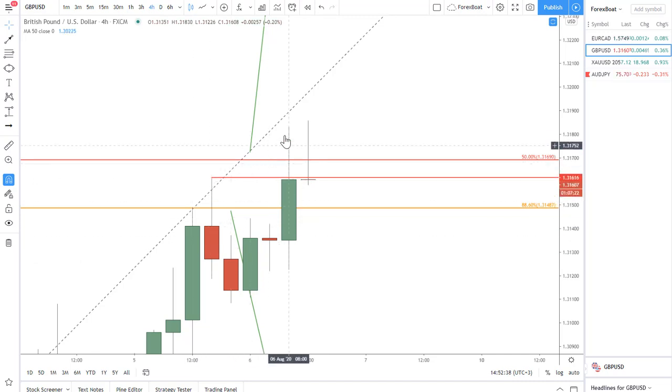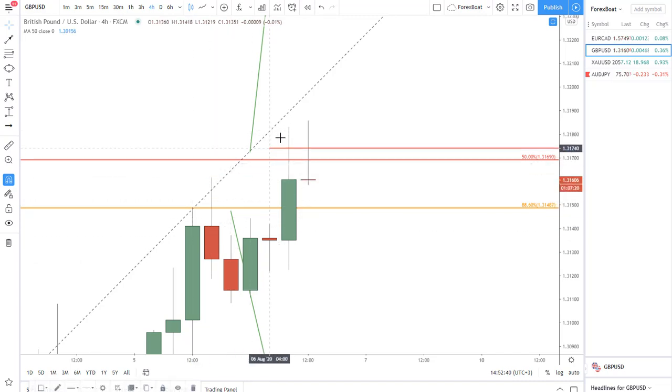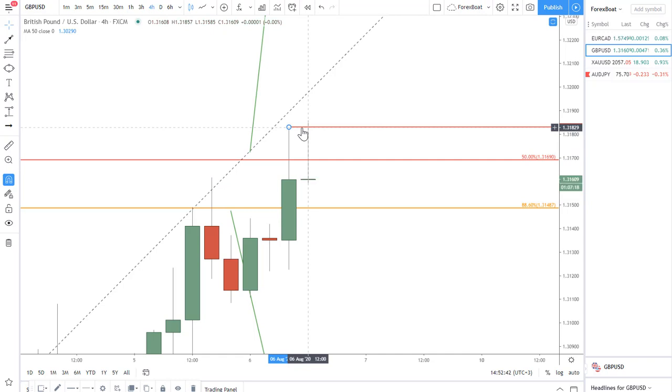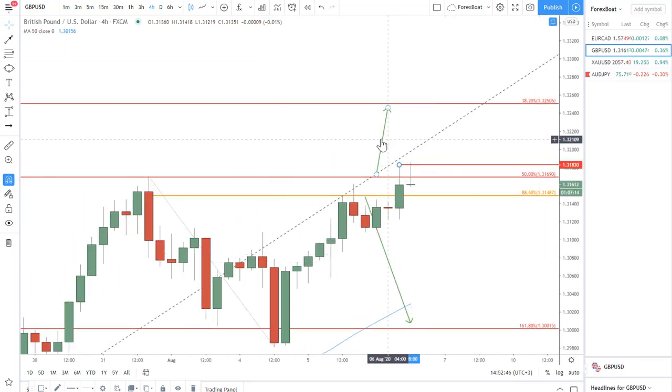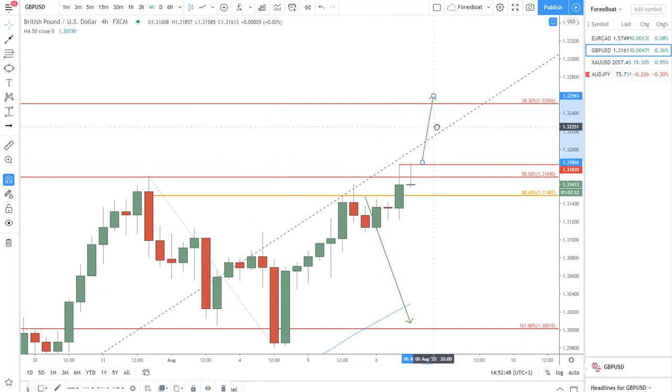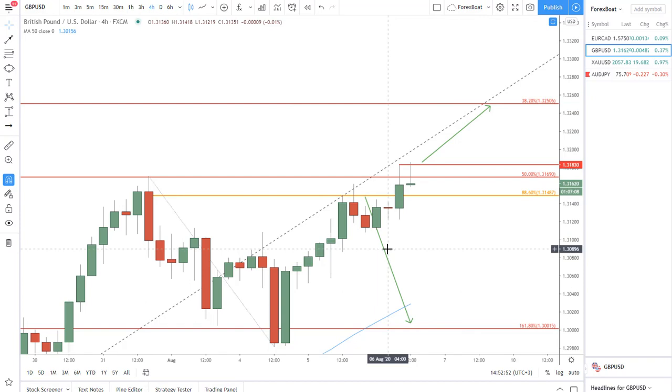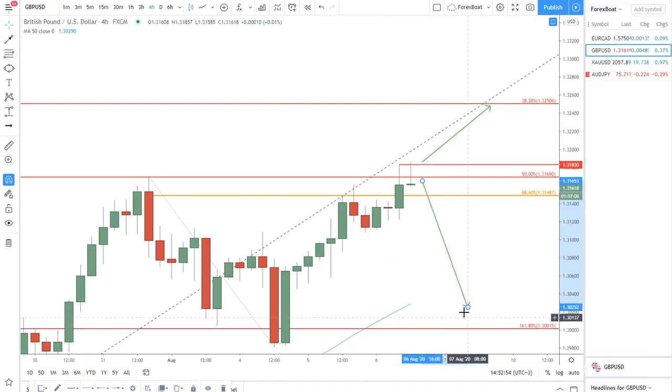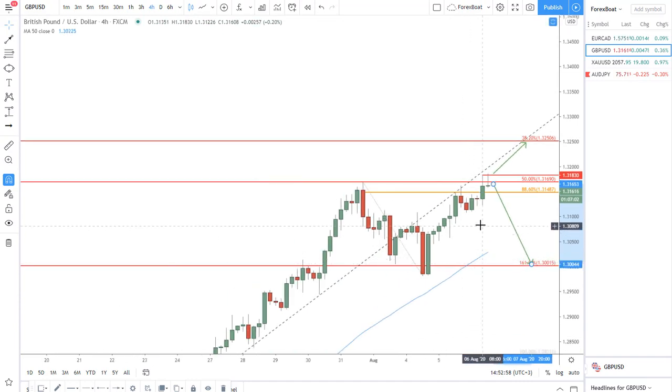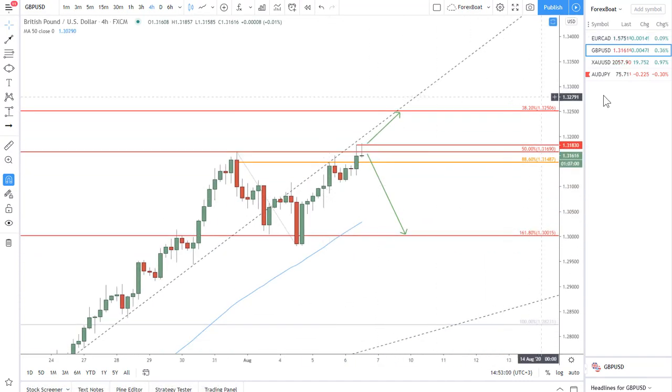And now, due to that spike, we need a 4-hour closing price above this spike for the confirmation of the bullish trend. And as long as it holds, I think price will start declining. So I will be changing it to look like that. I think that will be quite a strong downside move on the pound versus dollar.